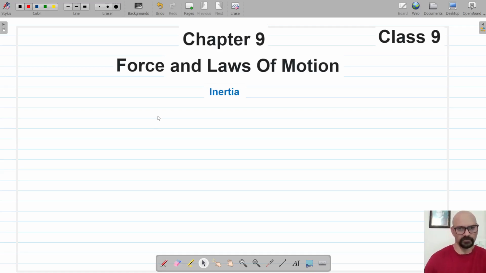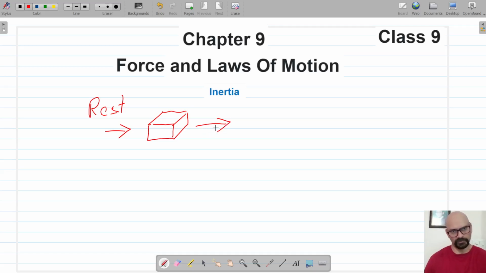So what is inertia? Before that, let's say we have an object which is at rest. Now, this object will continue to be at rest unless and until some external force is applied on it. So if we push this object, it will try to move in the direction in which the force is applied.